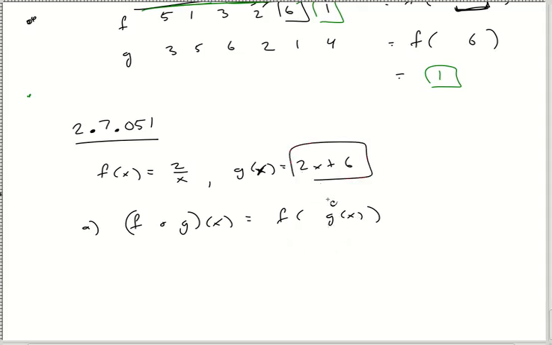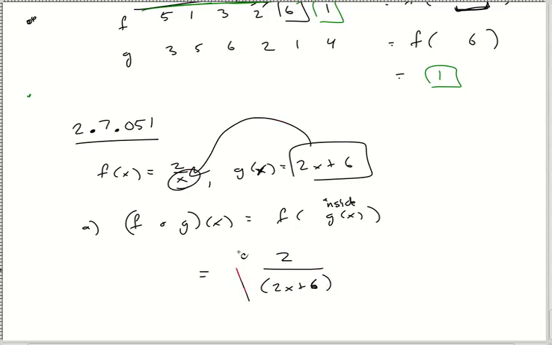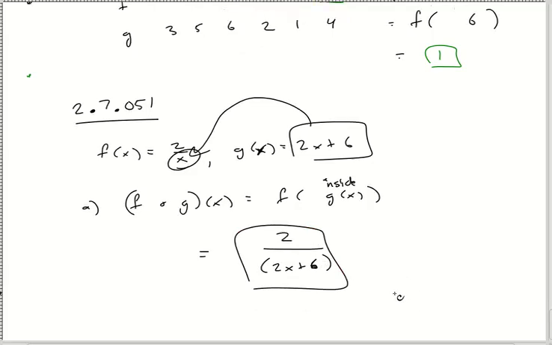I want to take my inside. Remember, g's on the inside. And I'm going to just throw it inside right there. Just toss it inside. Just shove it in there. There you go. And, well, we're done. That's it. You could simplify. Obviously, some 2's will cancel and stuff, but that's it.